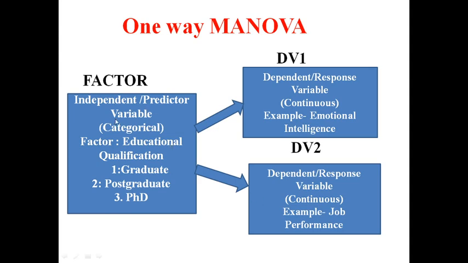You can see here one independent variable, that is the factor variable. It is categorical data. So we have taken here educational qualification. There are three levels: graduate, postgraduate and PhD. These are the two dependent variables. One is emotional intelligence and the second is job performance. Both the dependent variables are continuous. So this is an example of one-way MANOVA in which there is one independent variable, that will be categorical, and two dependent variables, and these two dependent variables should be continuous.